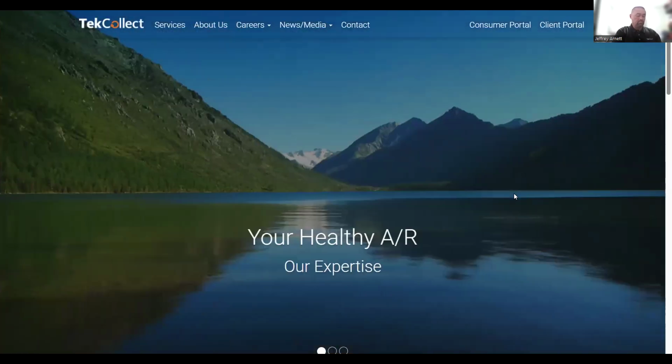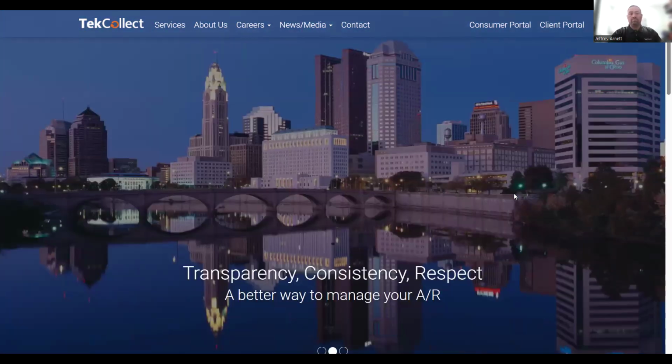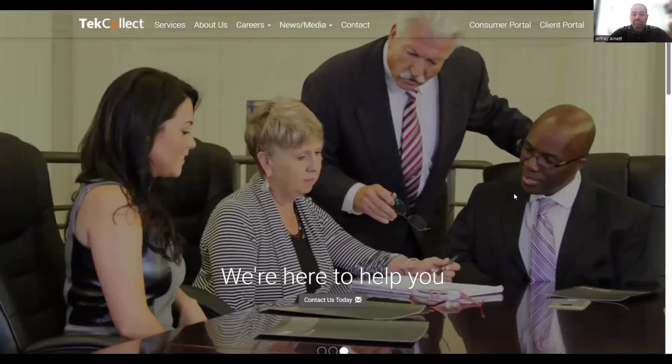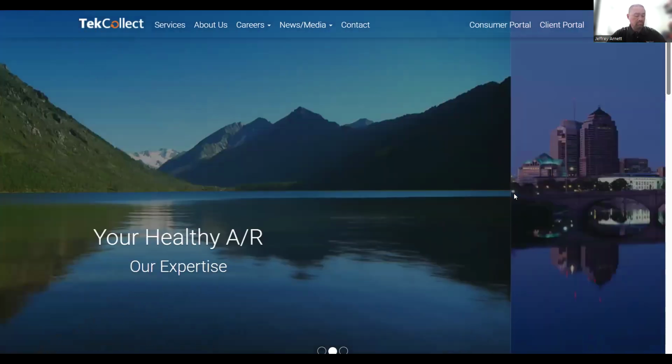In today's presentation, how healthy is your AR? We'll learn to discover best practices for creating a healthy aging plan for your accounts receivable. Our topics will include, what does a healthy AR look like? Optimizing your AR performance. So how to create a treatment plan for maintaining a healthy AR that can be consistent, repeatable, and easy to follow and manage.